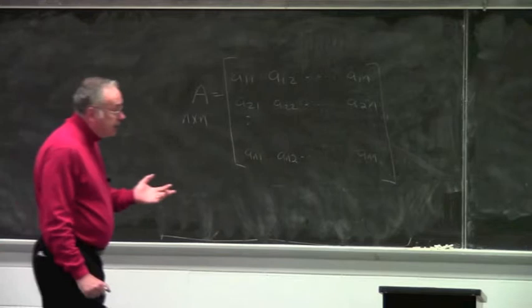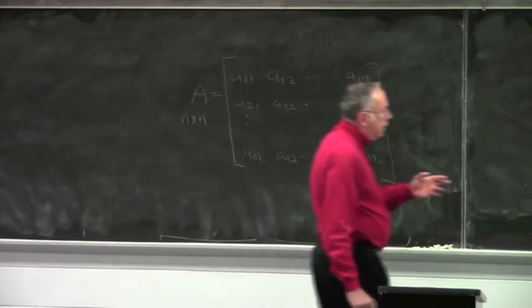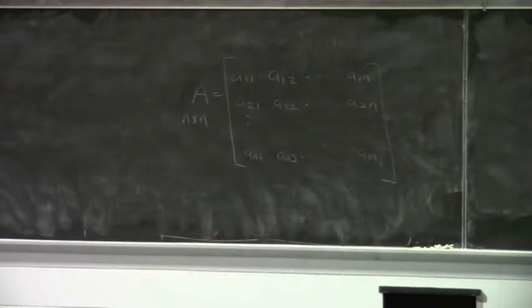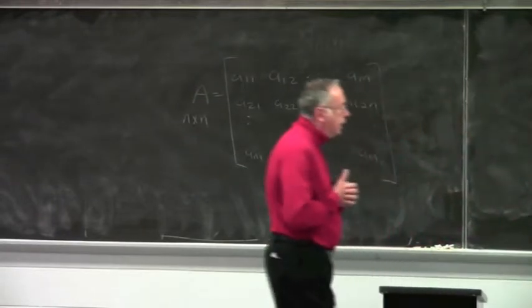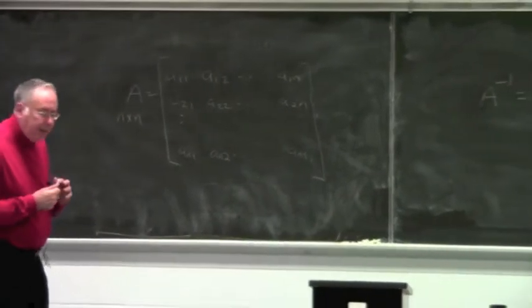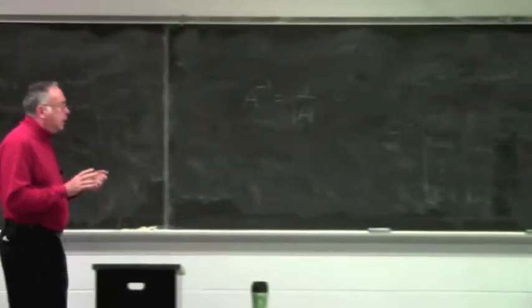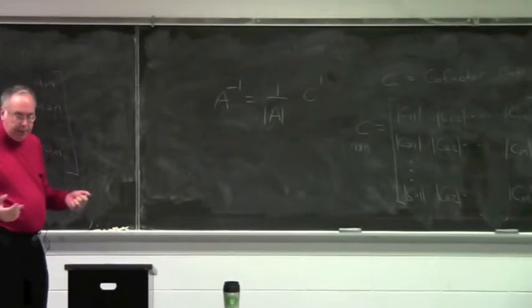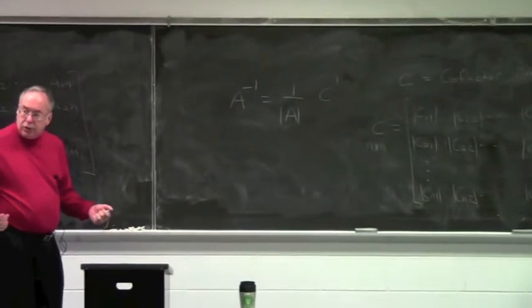Now C transpose is just this matrix transposed. So you take the first row in this matrix, make it into the first column in C transpose, etc. Okay. So that's where C transpose comes from. Okay. Let's illustrate this with a simple example. I'm going to take the simplest possible example so that this won't be so tedious.